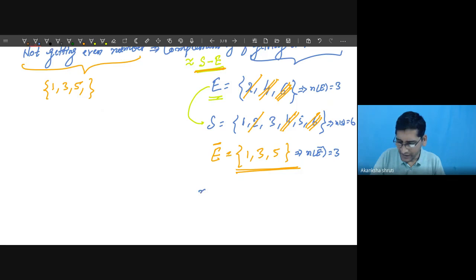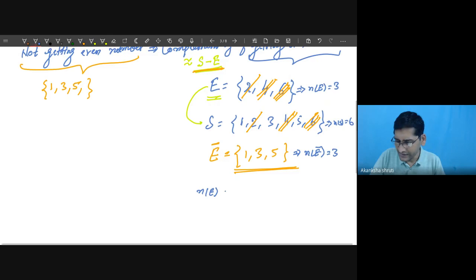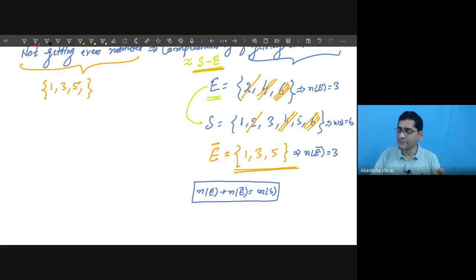If we add this NE and NE bar, what are we going to get? We are going to get NS. So the complementary event for a specific event is obtained by subtracting that event from the sample space. It's so simple. Therefore, the sum of the number of elements in the event and in its complementary event is always equal to the number of elements in the sample space. It's so simple. Get it?